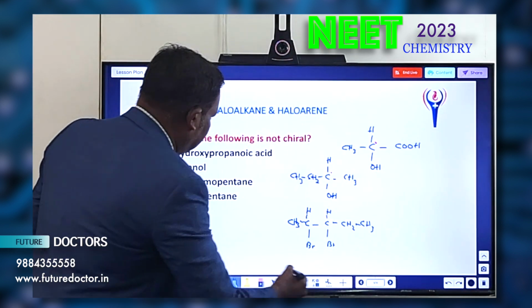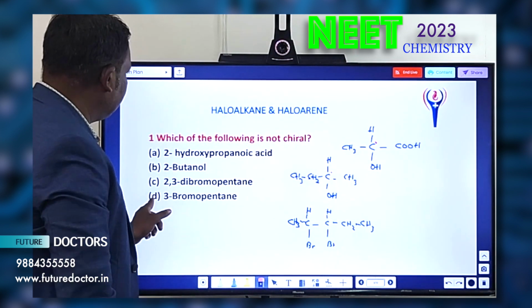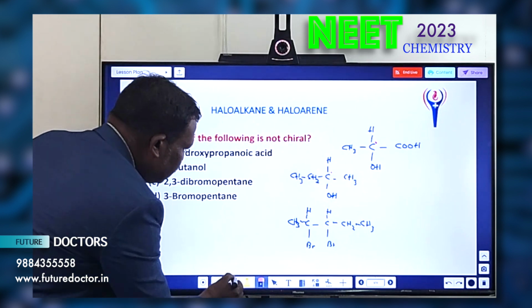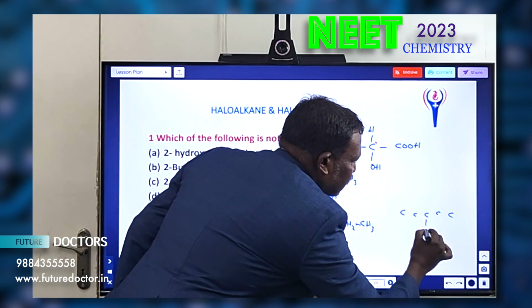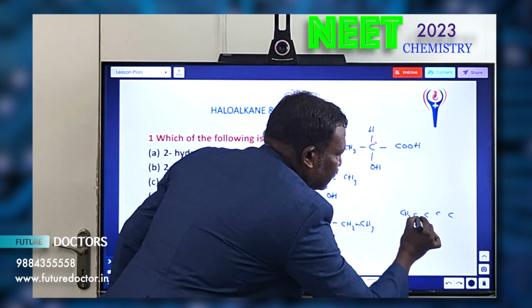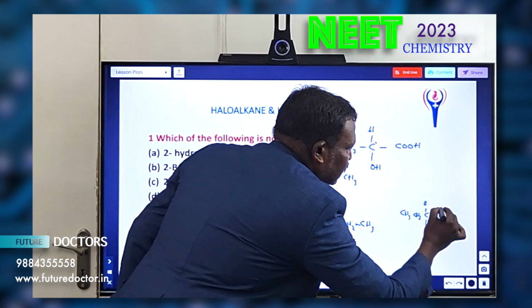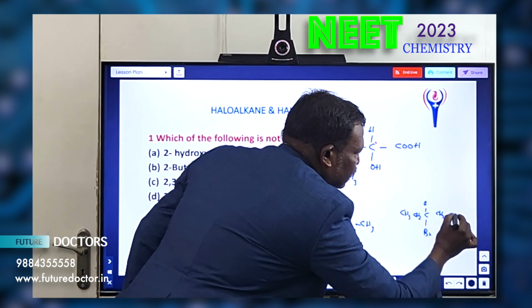Now come to the fourth one, 3-bromopentane. 3-bromopentane means what? I'll write it here. 3 means the third place we put bromine. Depending on that you can fill up by hydrogen. That CH2, here CH, here also CH2, understood?